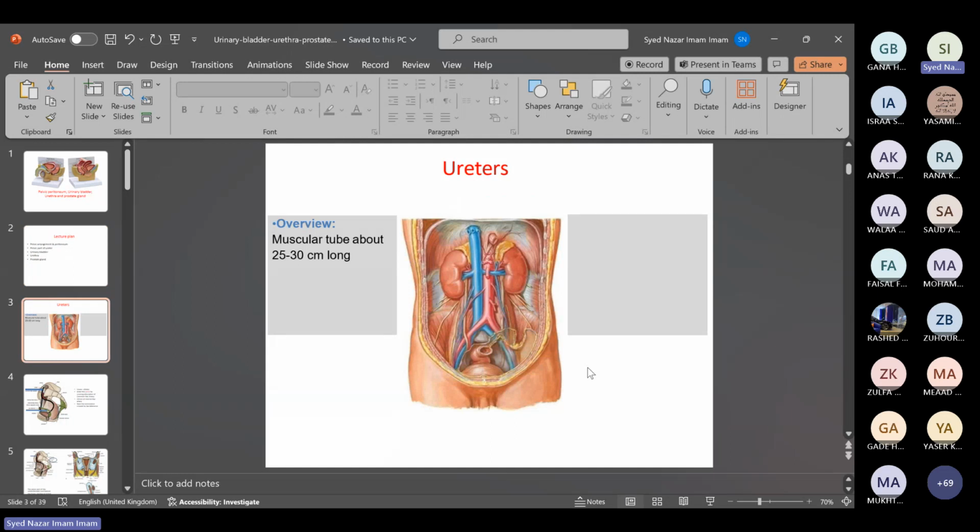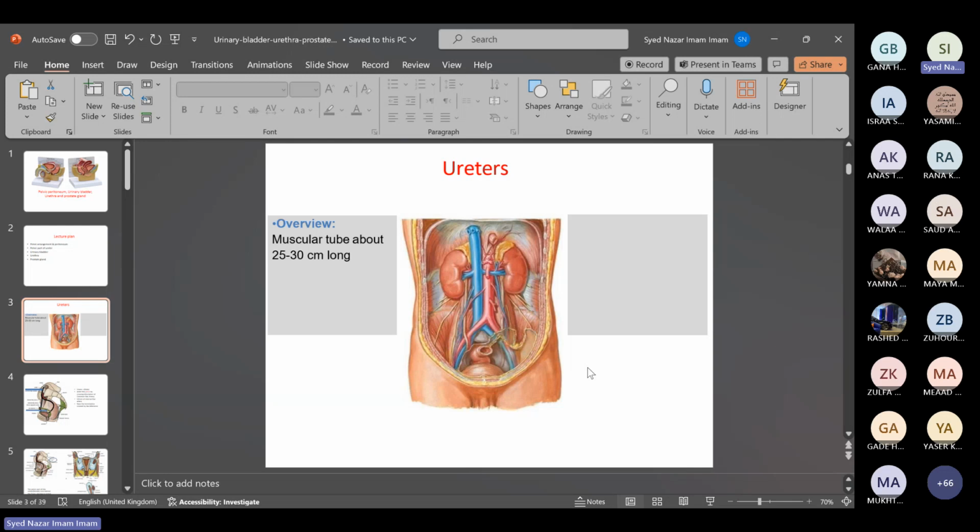So what do we have in the pelvis? We have the ureter. You have already read about the ureter in the posterior abdominal wall along with the kidney. But today we are only concentrating on the pelvic part of the ureter, and we will look at the differences between the male and the female ureter.